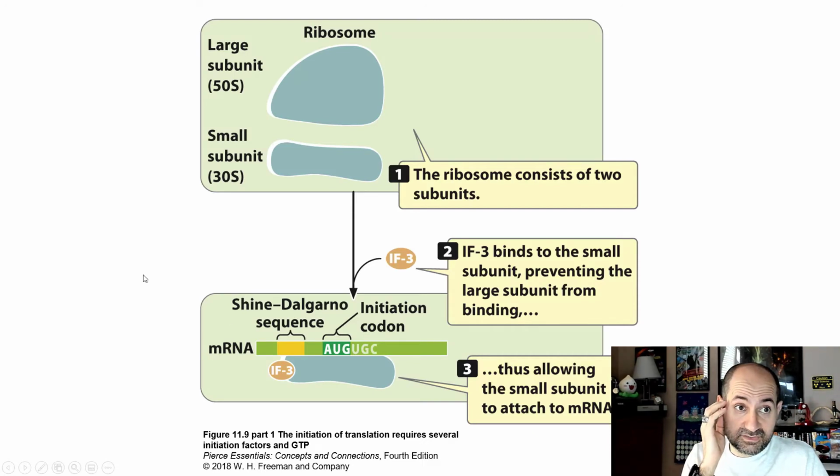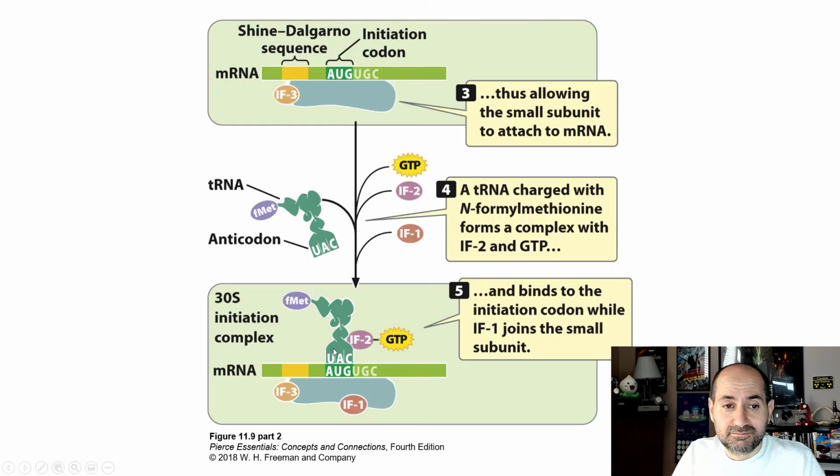So here we're seeing a bacterial cell because we've got the Shine-Dalgarno sequence and the 50S and 30S subunits of the ribosome. You've got your small hamburger bun, the small subunit of the ribosome, 30S, and then you've got initiation factor 3, which binds and prevents the large hamburger bun, the 50S subunit, from attaching. Next, the small 30S subunit finds the start codon AUG. Remember, that doesn't mean the beginning of the mRNA, because there's an untranslated 5' region of mRNA. It finds the first AUG, which is the start codon.